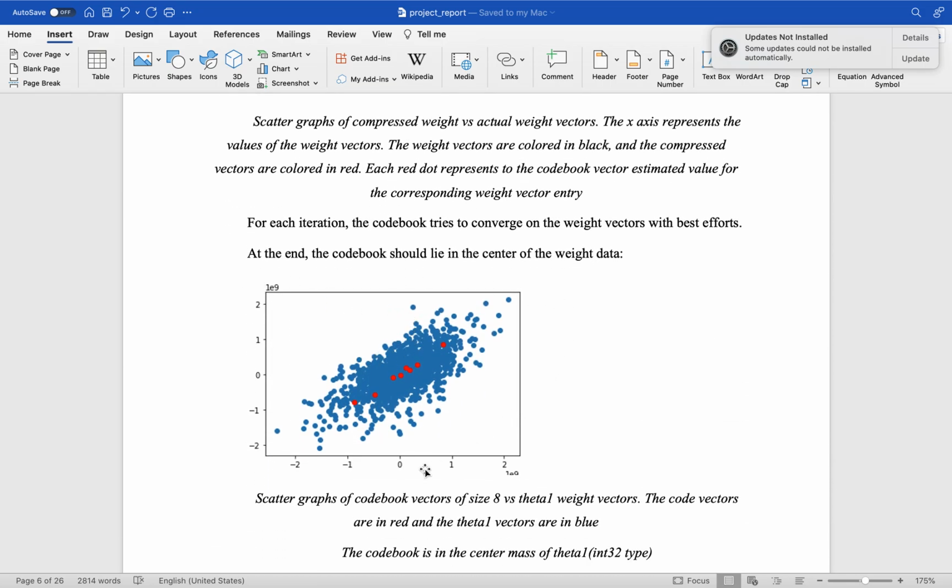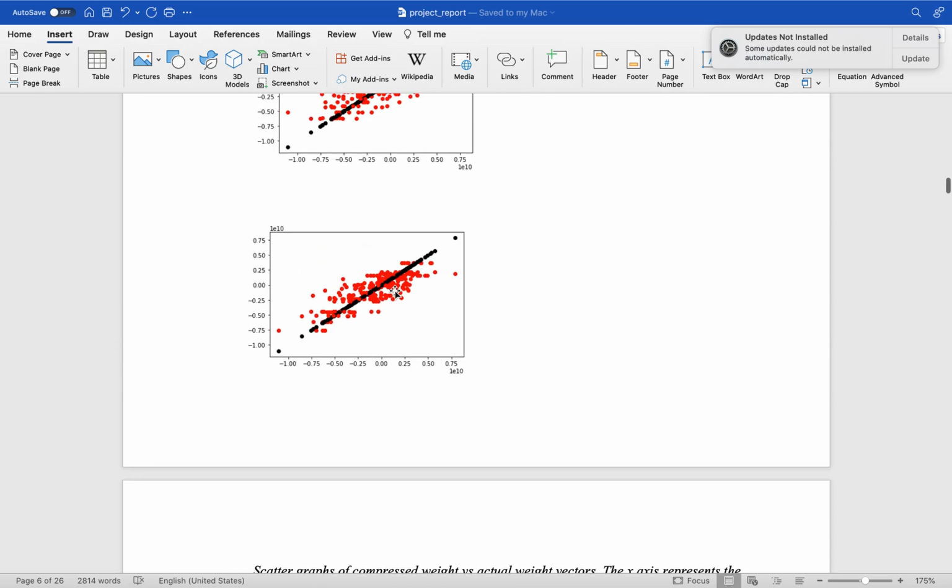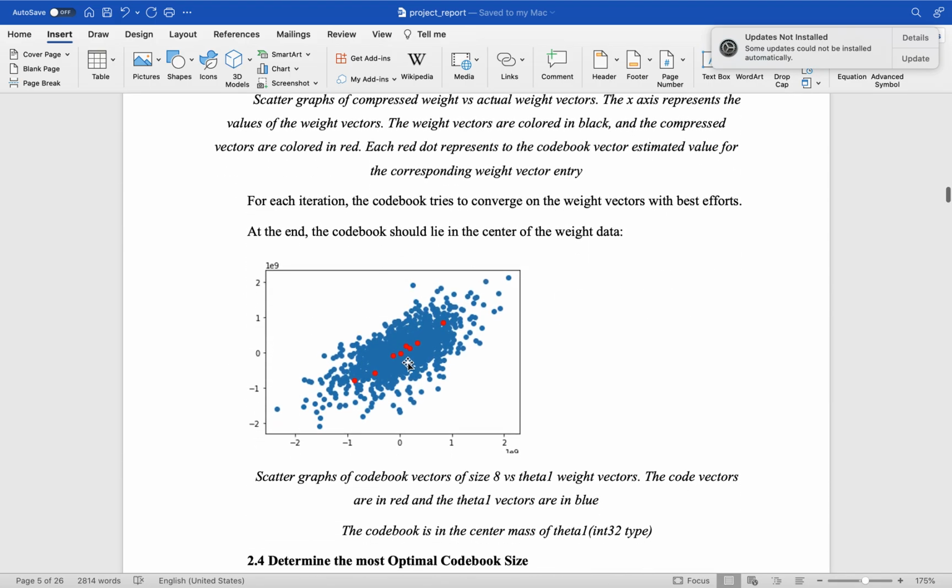So this graph represents where the code vectors lie in that huge chunk of data. They actually lie in the middle where the data is most concentrated. The above graph is the compression weight, so the compressed weight is trying to converge as much as possible to the actual data. As for the codebook vector, it is in between the center mass of the input data.